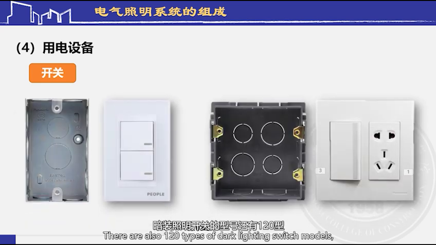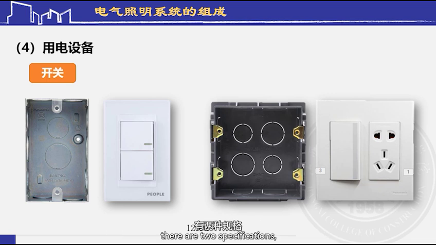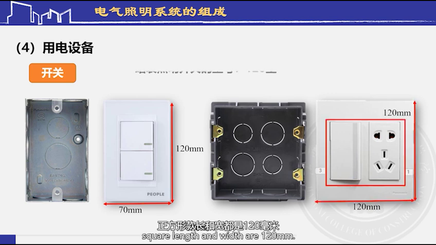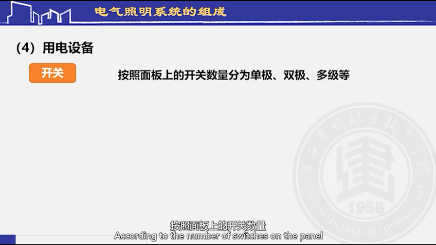There are also Type 120 dark lighting switch models. There are 2 specifications. Rectangular: 120 mm high, 70 mm wide. Square: length and width are 120 mm. According to the number of switches on the panel, they are divided into unipolar, bipolar, multi-pole switches, etc.